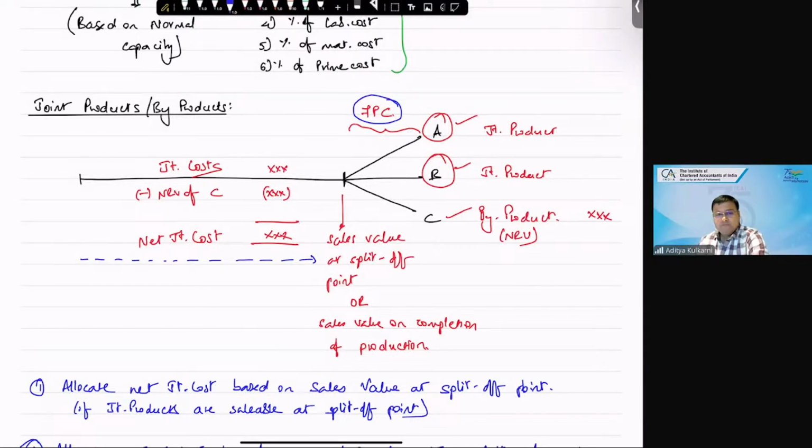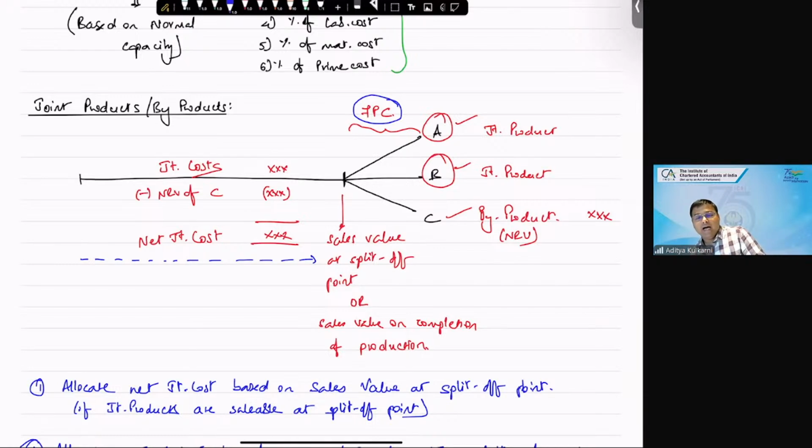Okay. Now, what is the challenge or what is the issue here? See, मैंने बनाए तो A, B and C. I have manufactured 3 items. 2 intended, 1 not intended. But in तीनों का cost comes primarily from a single process. And therefore, I have to now allocate the joint cost to A, B, and C.